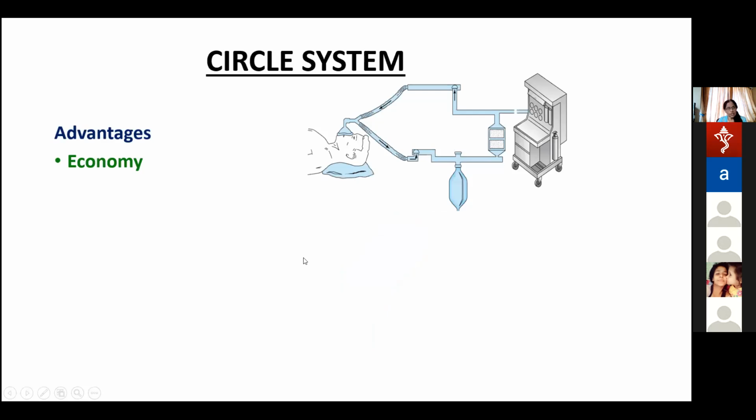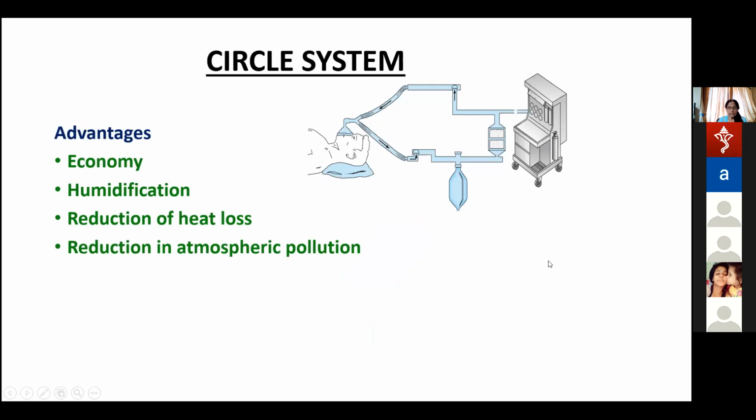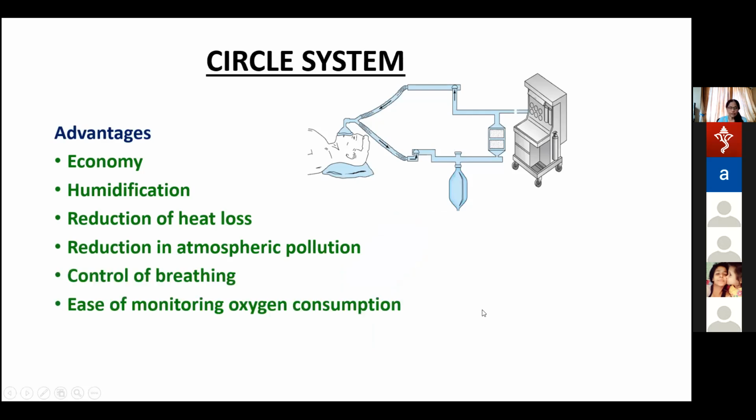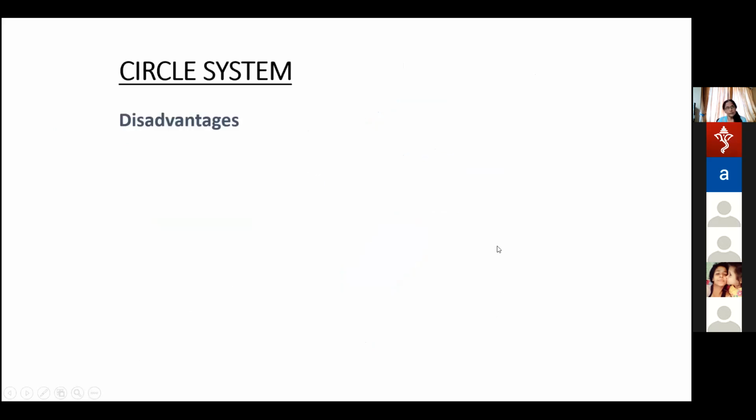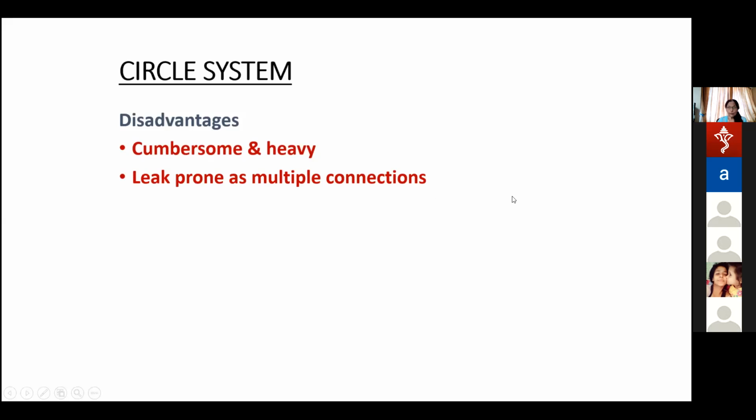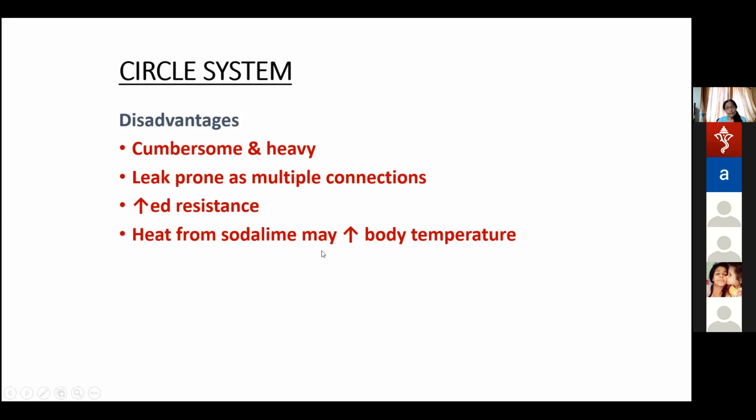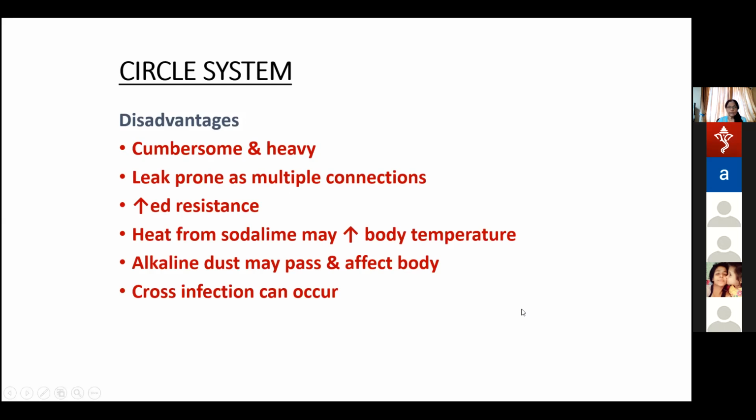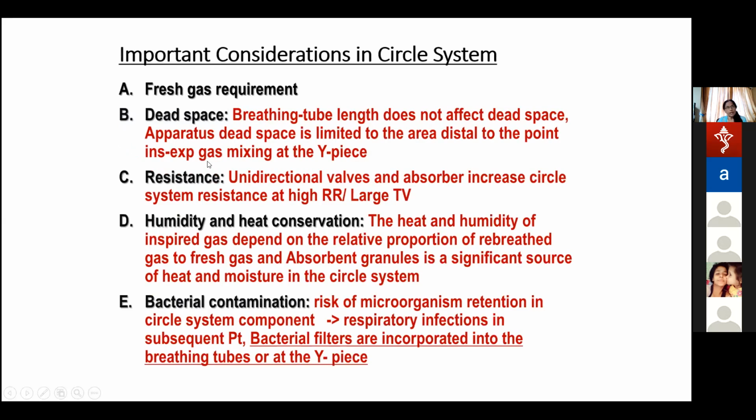Advantages of a circle system: economy, humidification, reduction of heat loss, reduction in atmospheric pollution, control of breathing, ease of monitoring oxygen consumption, and gases enclosed, so less chance of explosion. Disadvantages: it's a cumbersome and heavy system, leak prone as there are multiple connections, increased resistance, heat from soda lime may increase body temperature, alkaline dust may pass and affect the body, and cross infection can occur if you're not sterilizing it properly.